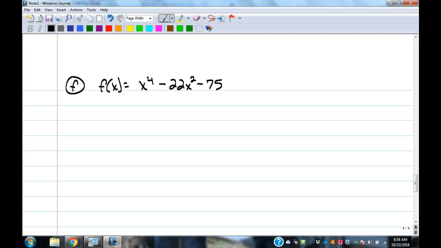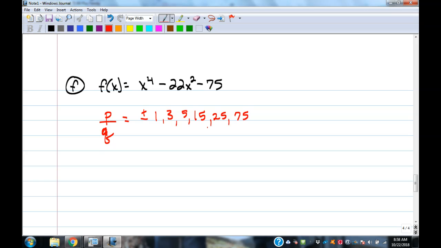The first thing we're going to do is make our P over Q list. Factors of 75. 1 and 75. What else goes into 75? What's the next smallest number? 3 and 25. 5 and 15. So those are the factors of 75.